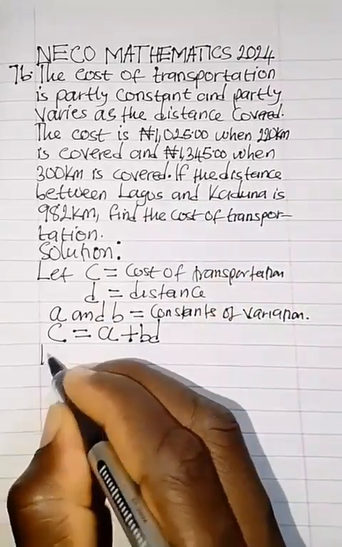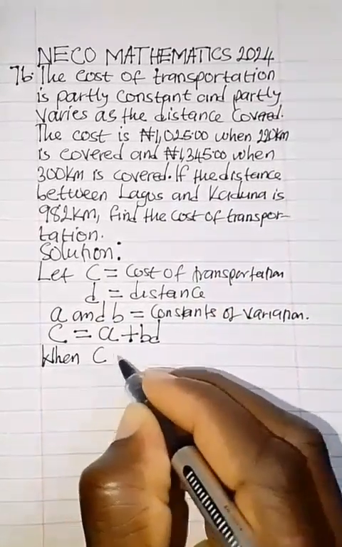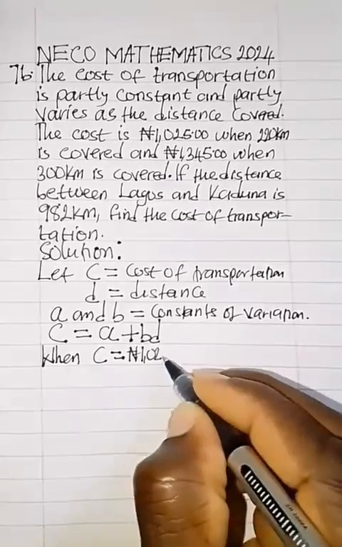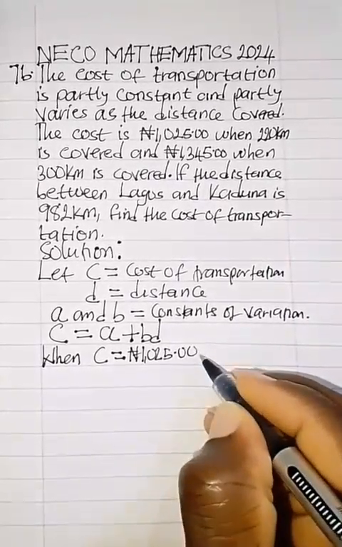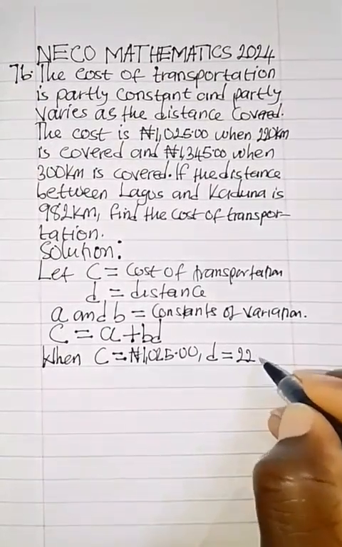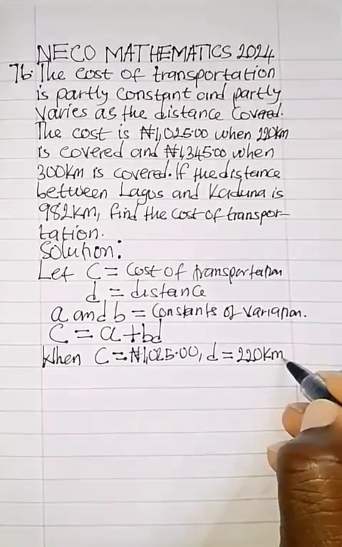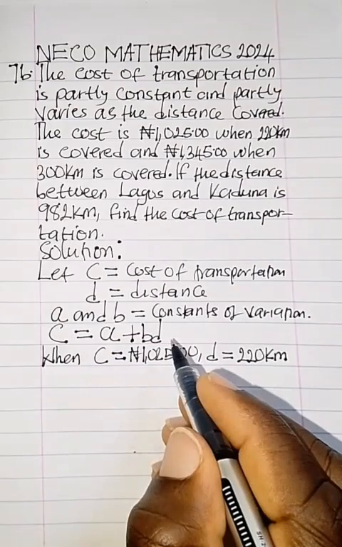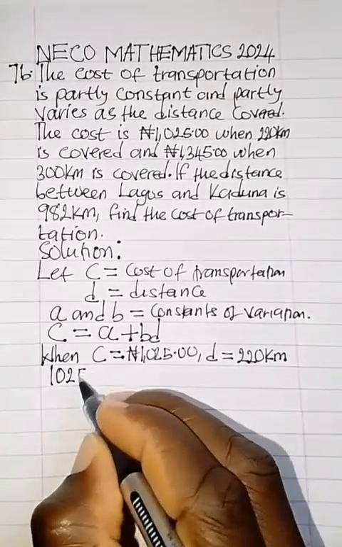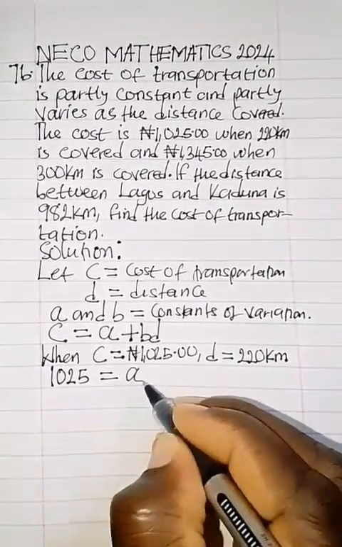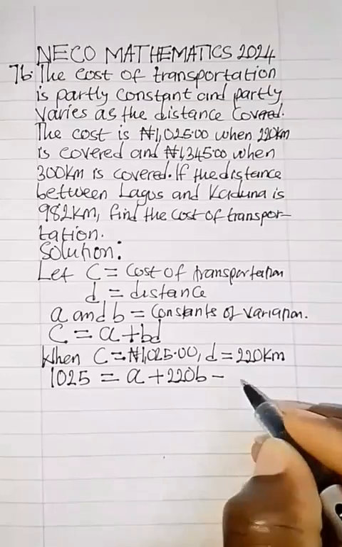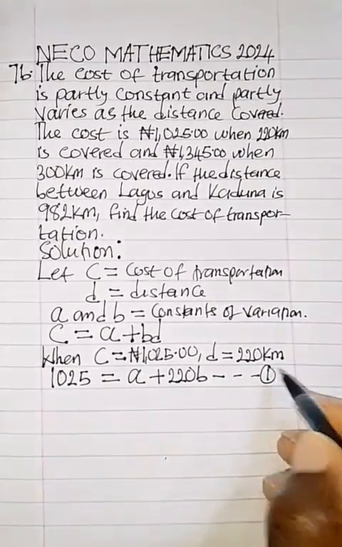All right. So when C is equal to 1025 naira, the distance covered is 220 kilometers. You come here now and replace them. So we have 1025 equals A plus 220B. You call this one equation 1.